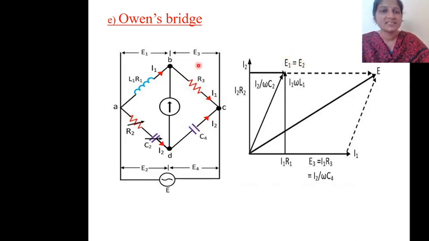And next, E3 is nothing but I1 into R3. So I1 is in this direction, so I1 R3 will also be in this direction, which is also equal to E4. E4 is nothing but I2 by j omega C4. So the sum of E1 and E3 will give you the total voltage E. E1 is equal to E2, E3 is equal to E4. The sum of these two vectors will give you the total voltage E.